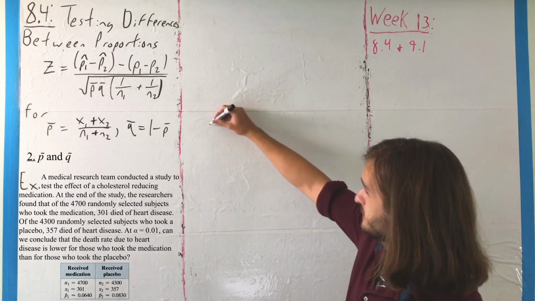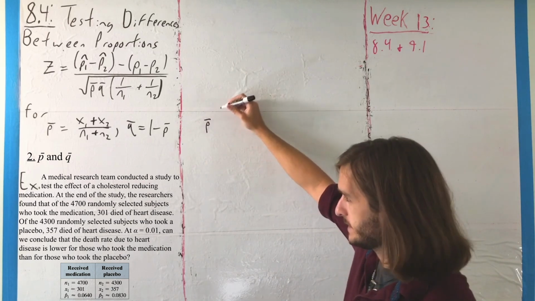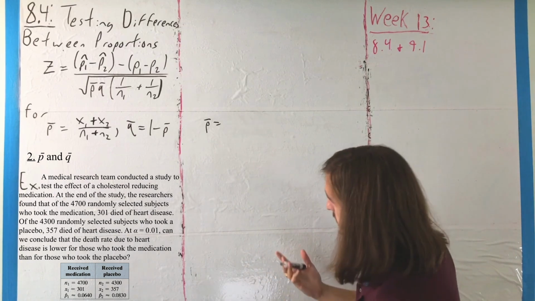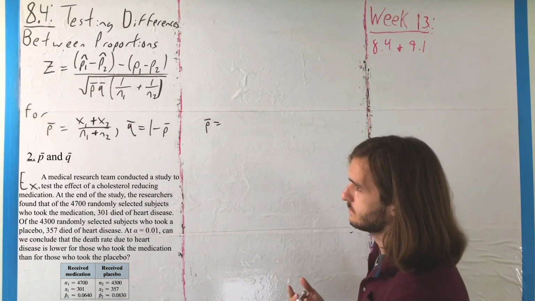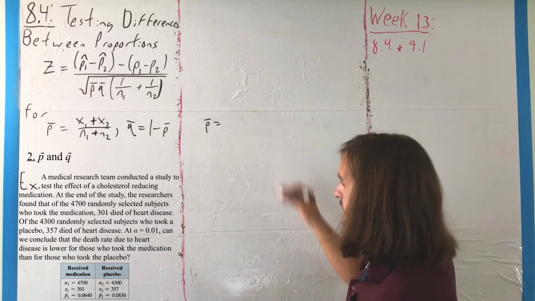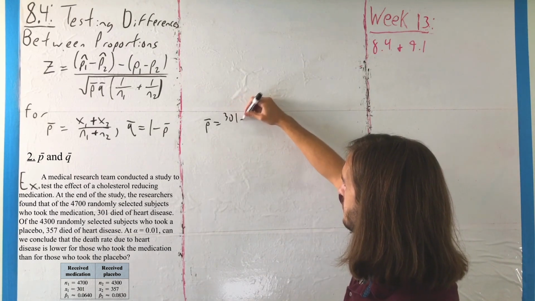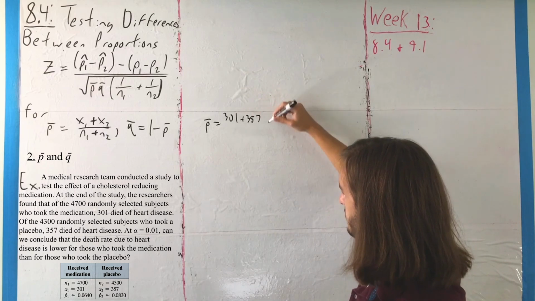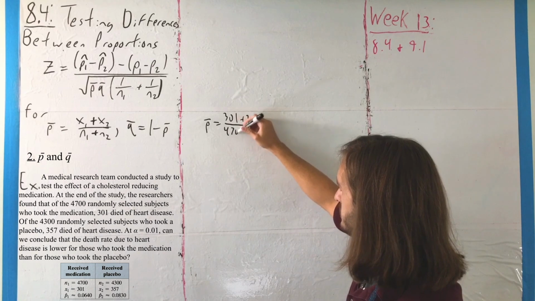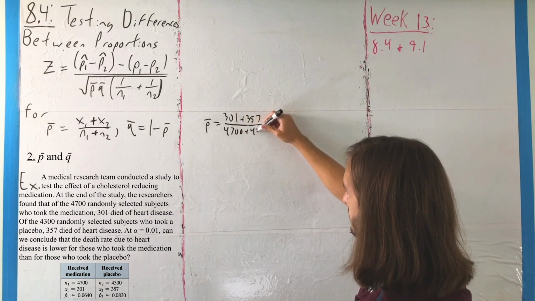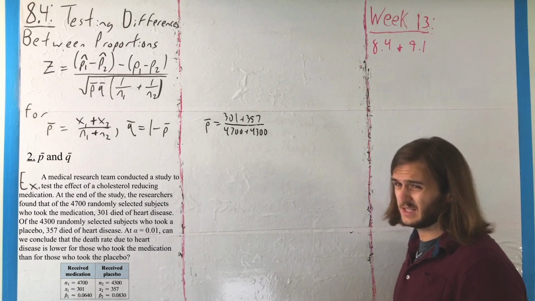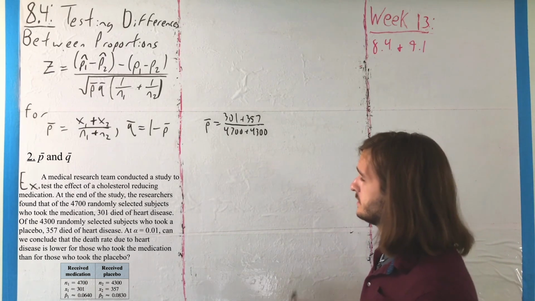So, for p-bar, here we are actually given numbers instead of proportions. Makes our life a little bit easier for getting these things than the last one was, but it'll come back to bite us later. Anyway, this is going to have the flavor 301 plus 357 over the pretty big samples of 4,700 and 4,300. Got 9,000 people in there. That's a lot for one research study.